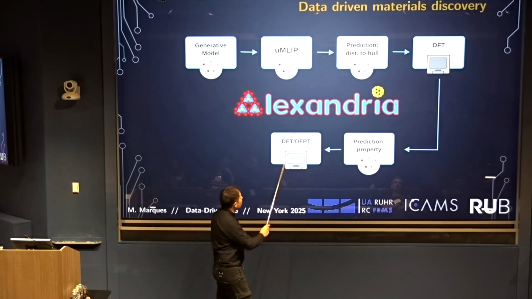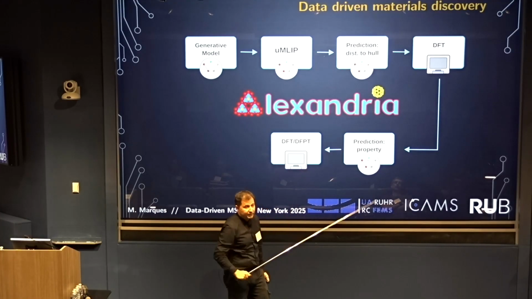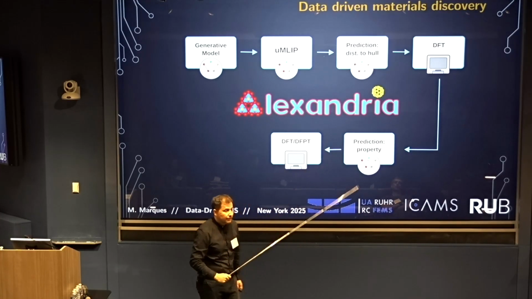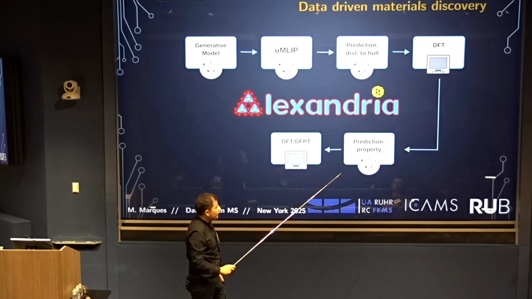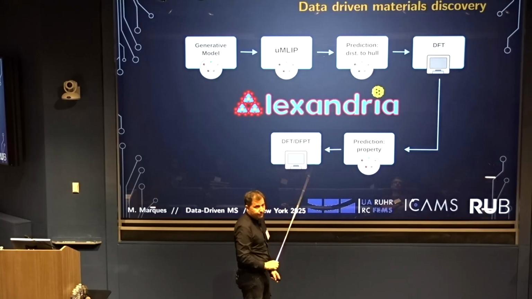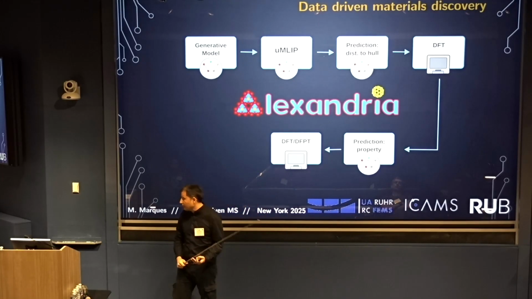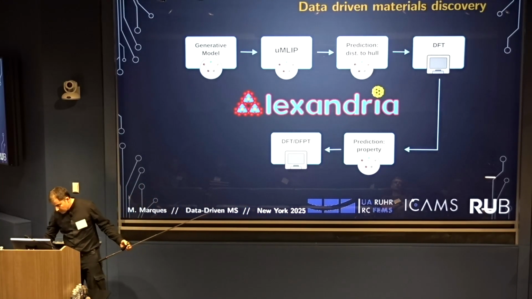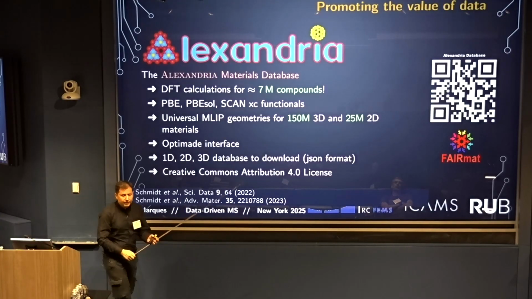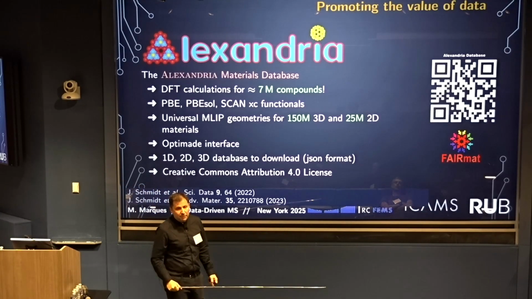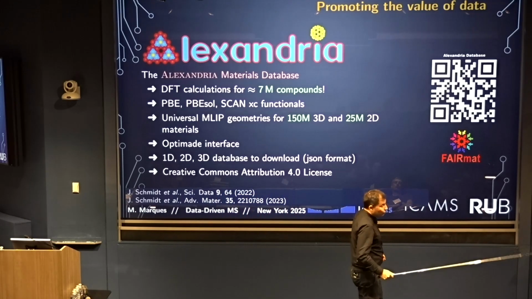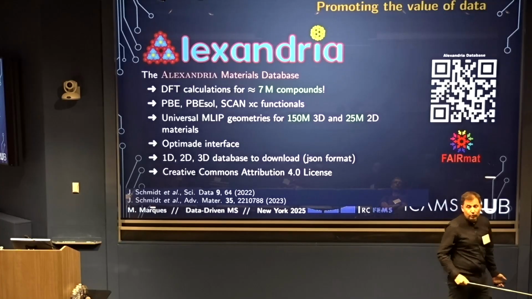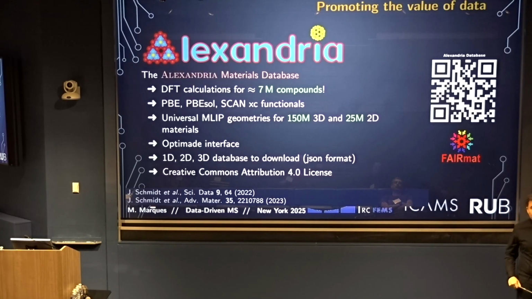Now, all these DFT calculations and the perturbation theory calculations yield data. And all these models require data to be trained. So all that data is put in our database. We have a database. It's called Alexandria. And it is by now the largest academic database of DFT calculations for materials. And I always say this: I say academic because Google has a larger one, a little bit larger one.